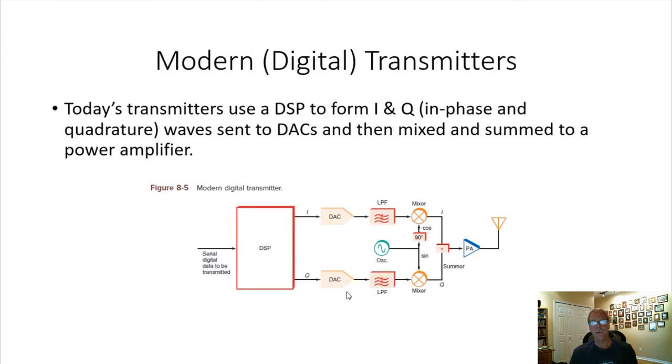Now, today's modern digital transmitters obviously use DSBs. They use a lot of digital signal processing, and they form in-phase and quadrature waves. They're being sent to digital to analog converters, and they're mixed and summed. Again, this is the same process that we've talked about with the super heterodyning. And again, don't worry about the super heterodyning. That's more in receivers, but the process obviously is being used here for transmitters too. And those two in-phase and quadratures are summed together to a power amplifier. All right, in the modern world.